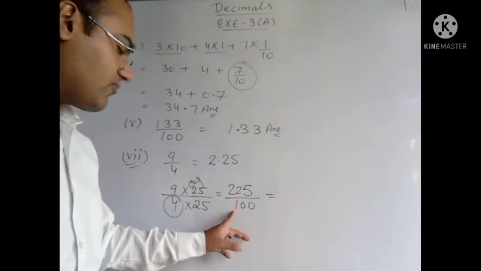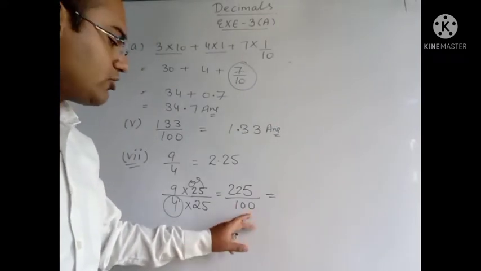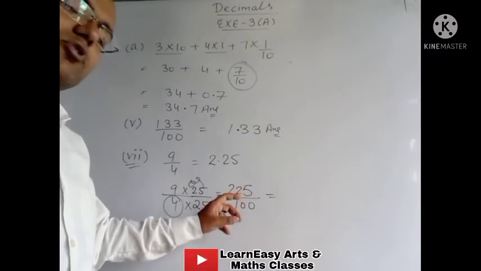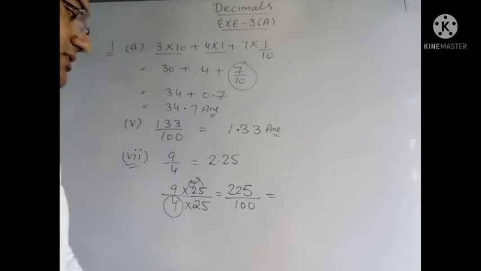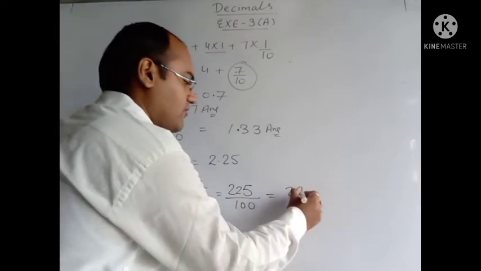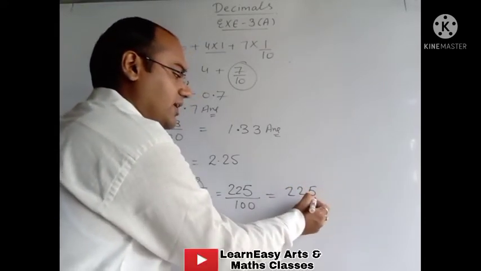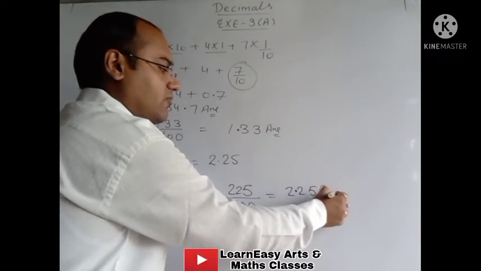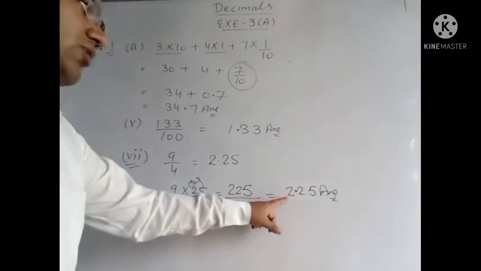Now in the denominator we have 100. After 1, how many zeros are coming? 2 zeros are coming. That means in the answer we have to put the decimal before 2 places. That means 225 is the numerator, 1 digit, 2 digits. So before 2 digits we will put the decimal. So the final answer is 2.25.